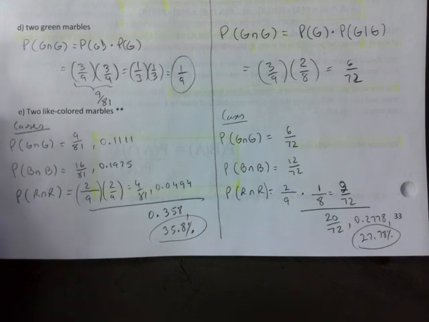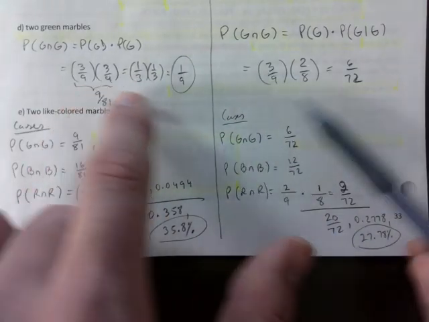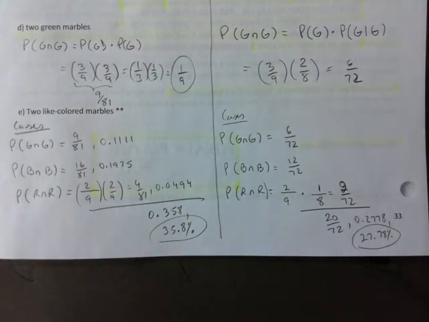So no tree diagram. Just show me when you're told things are not being replaced. That should be like a ding, ding, ding. I have to be careful with my denominators in particular and maybe my numerators.